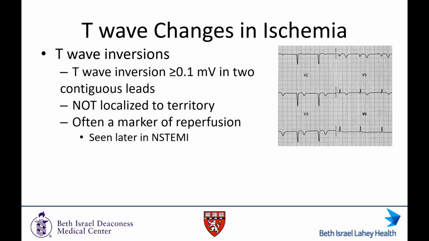And here are some T-wave inversions in our precordial leads, V2, V3. We see they're deeper than one small box, so greater than 1 millivolt.